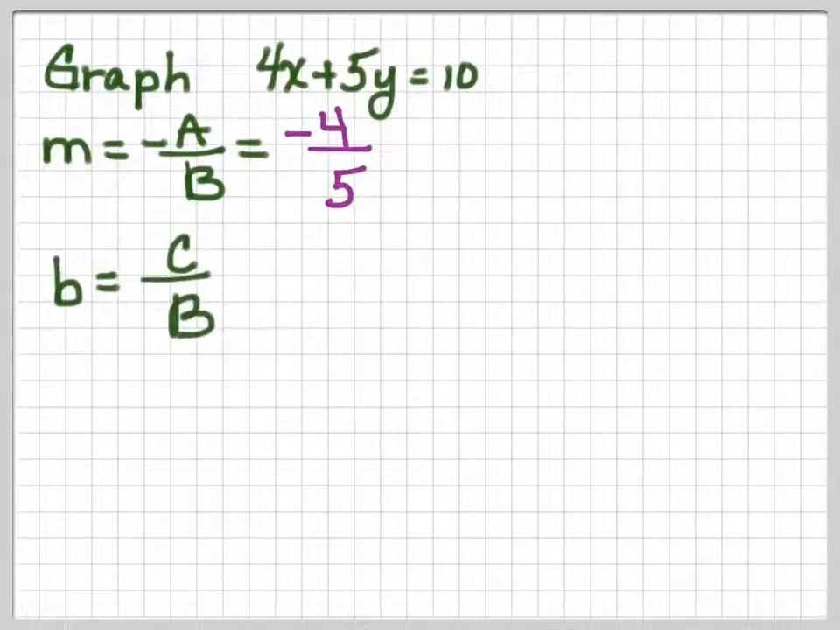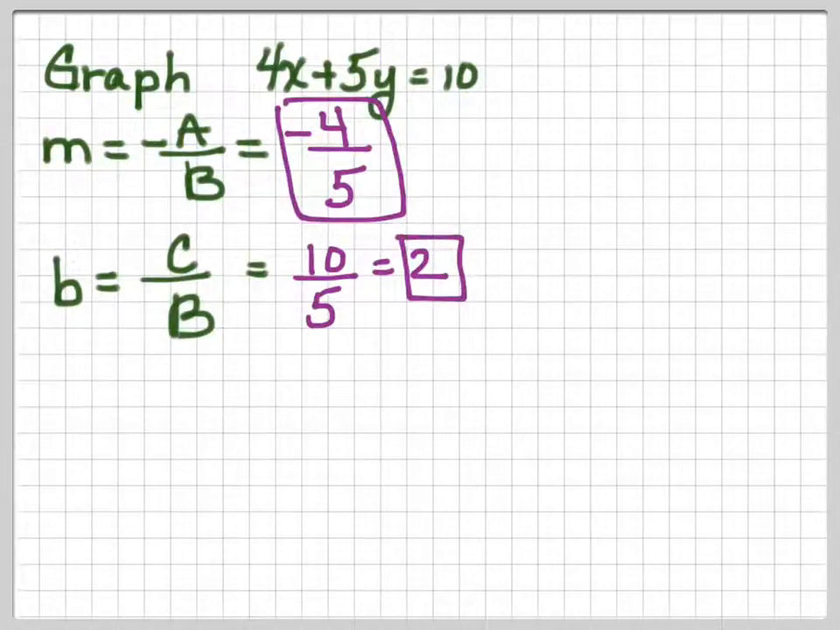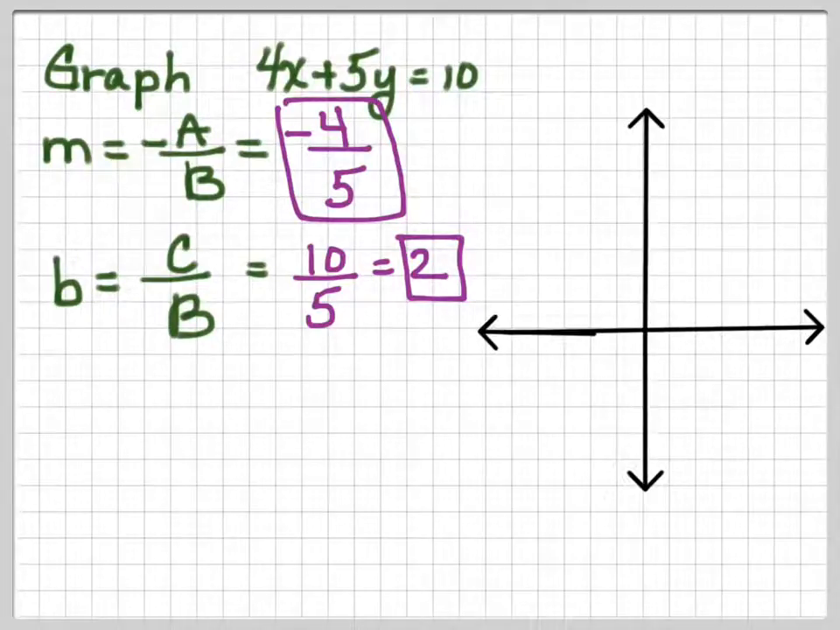And my y-intercept is going to be c over b, and c is 10 and b is 5, so that's 10 over 5, or 2. So there's my slope and my intercept. Once I know that, I can graph. I start with my intercept, which is 2, make a point there, and then I'm going to go down 4 and to the right 5, so there is my second point and there is my line, and that is just as easy as it gets.